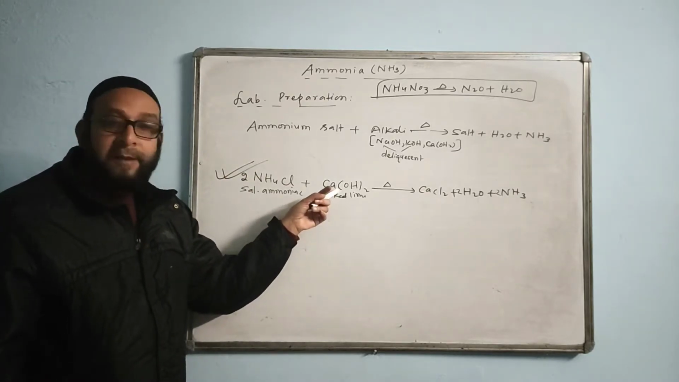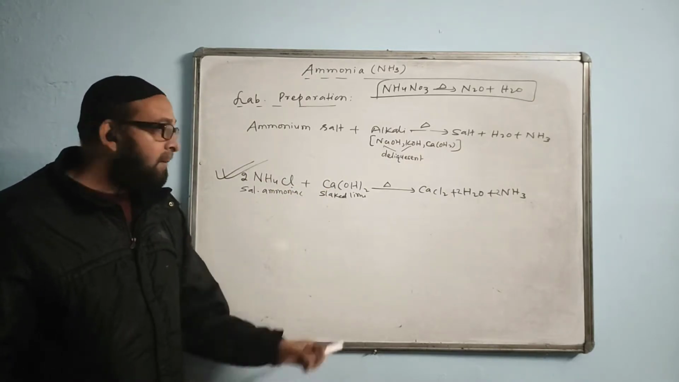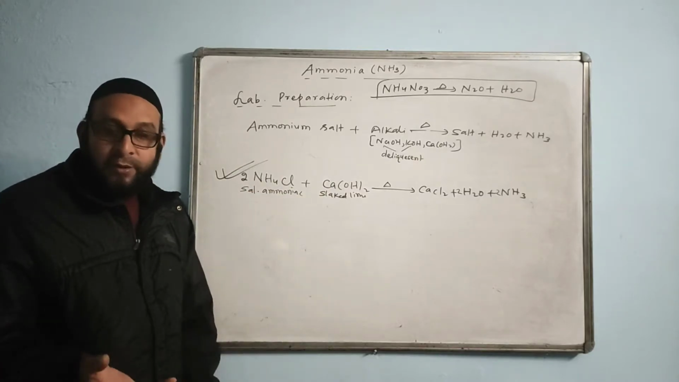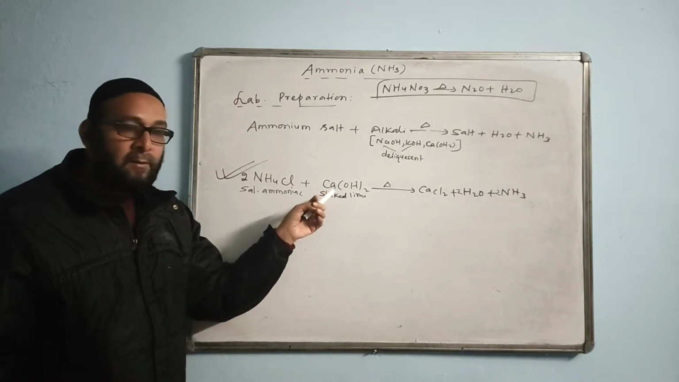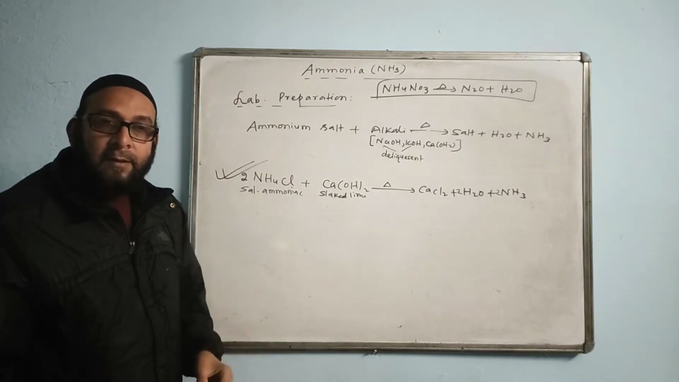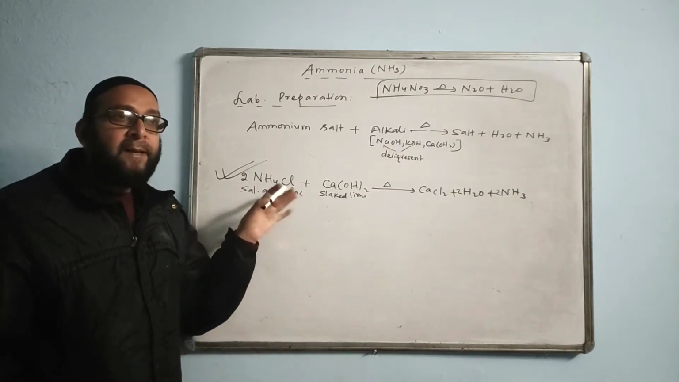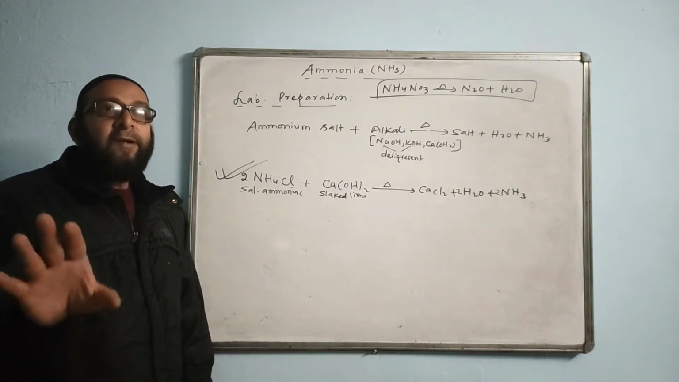But when we take this in a higher ratio, this will not allow the vapor of NH4Cl to rise up. It will make the vapor heavier. Heavy things cannot rise. That is the idea.